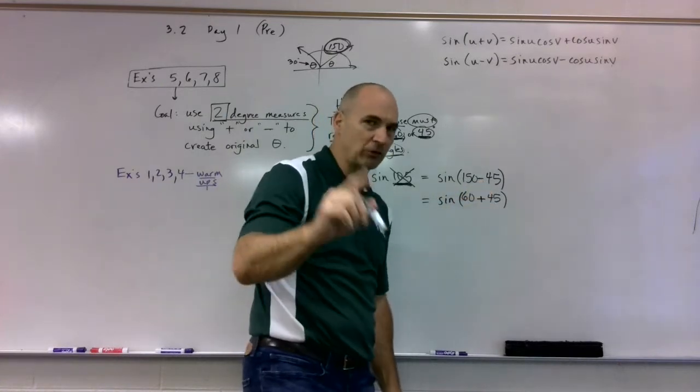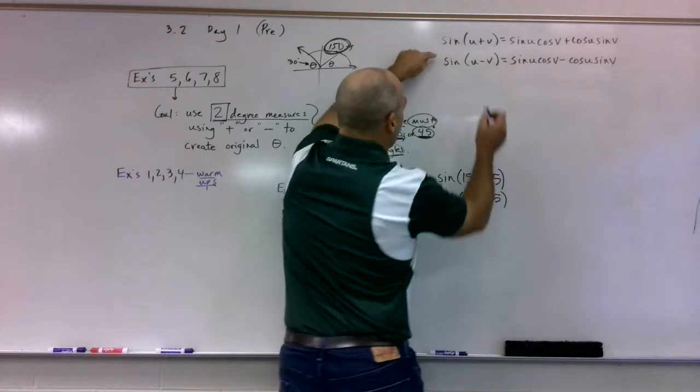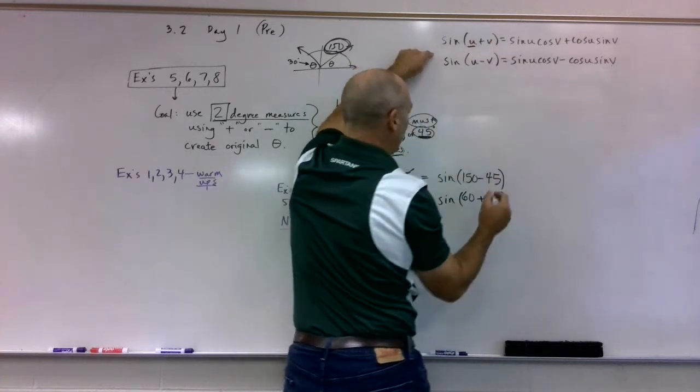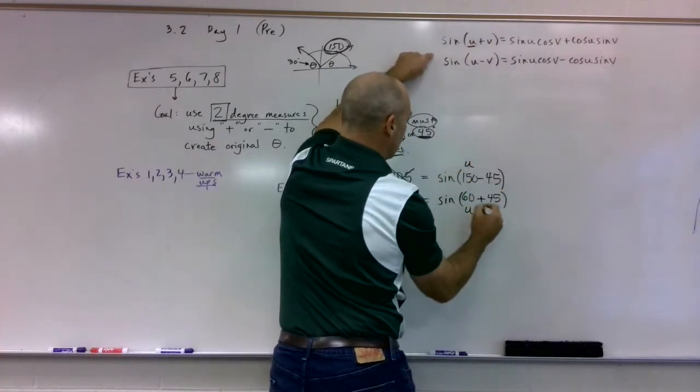Now, here's the thing. Here's the formula. Sine of u, that's the first thing that comes. So this is my u and that's my u.